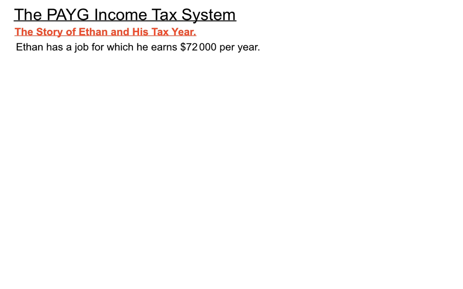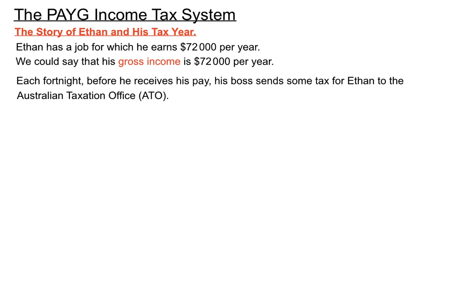Ethan has a job for which he earns $72,000 per year. Must be a hard worker. But we call that the gross income, and that's only our starting point for our tax year. Each fortnight, before he receives his pay in his bank account, his boss sends some money as tax for Ethan to the Australian Taxation Office, or the ATO.